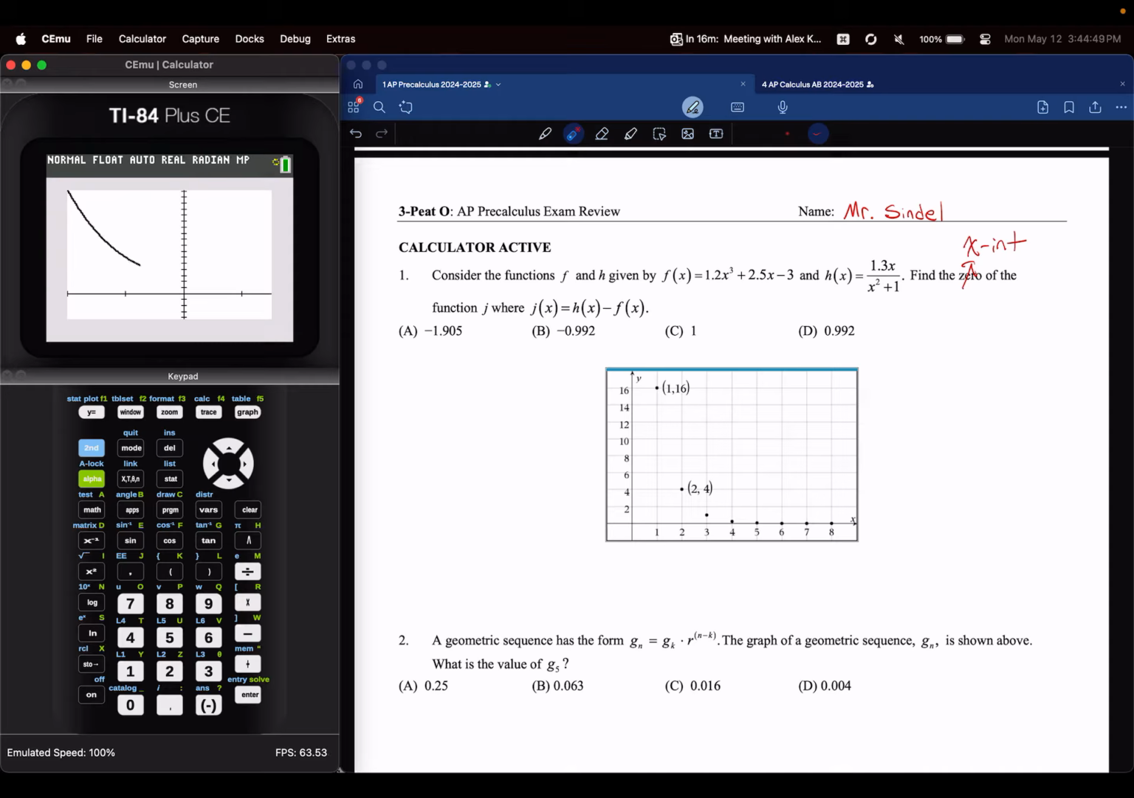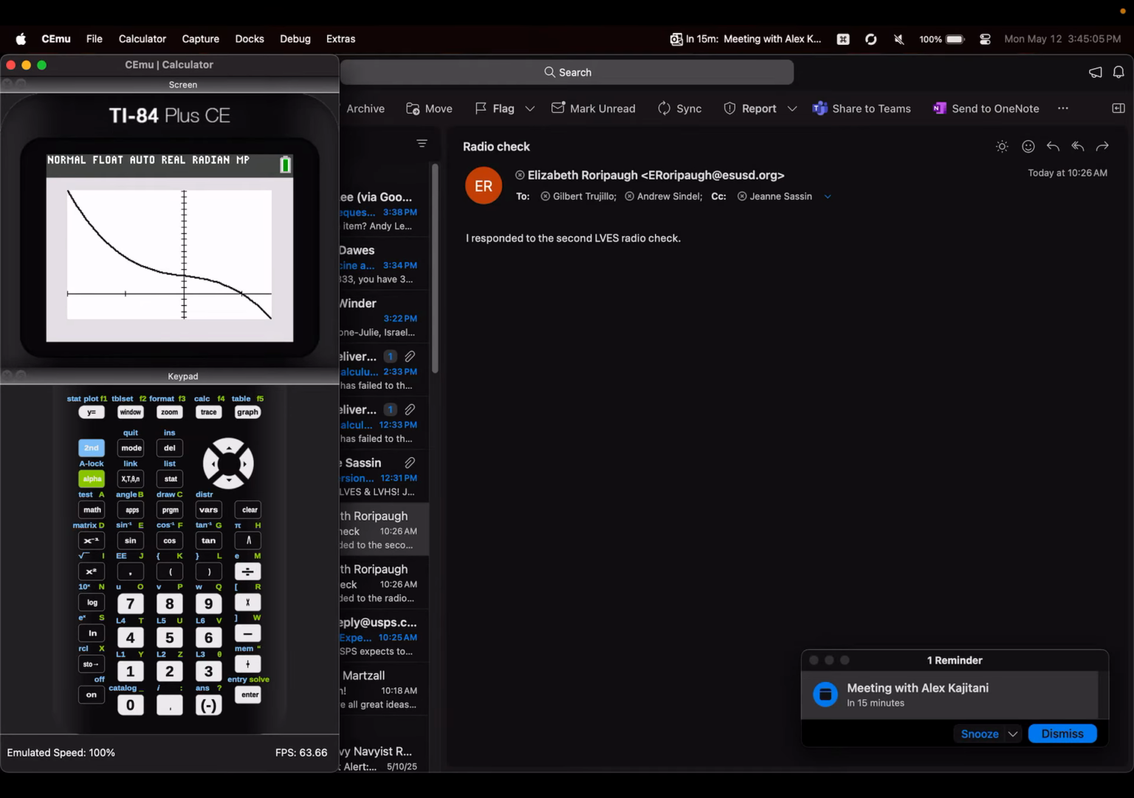This is taking a long time to graph, and if you're ever needing to interrupt the graph, you can always hit the on button to stop the graph. If you want it to graph faster, go to the window button and change your x resolution to a larger number, like 3, for example, and then graph it. It will graph much quicker, but it'll be slightly less accurate.